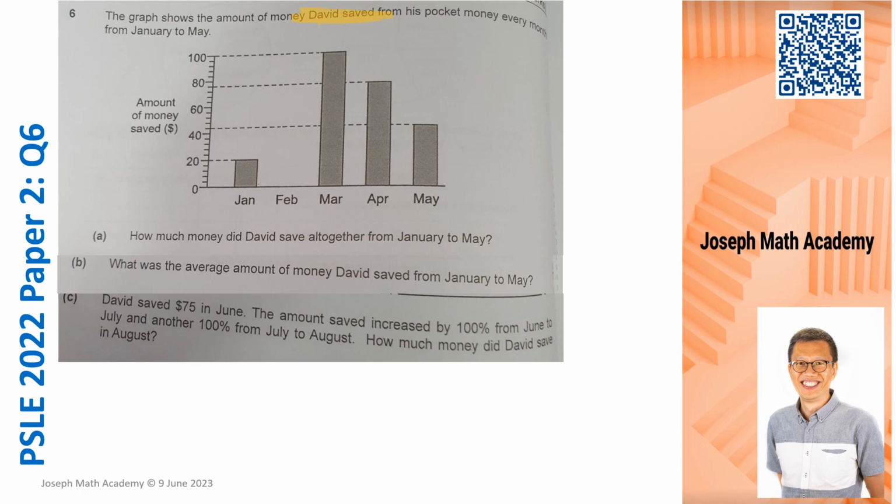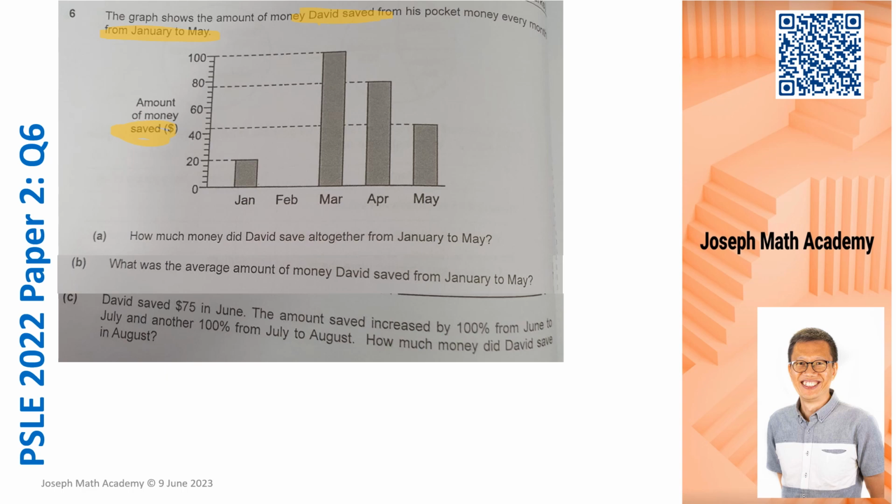So the main stem is saying David saved, from January to May. Let's always check the y-axis title. Is it also about David's savings? Yes, it is. It's savings. So we are good to go. Now, let's read the bar graph carefully by interpreting it.